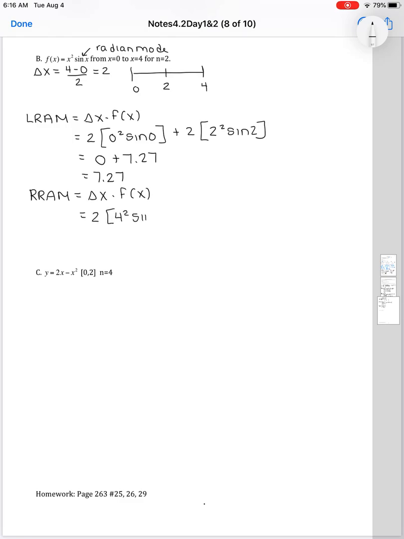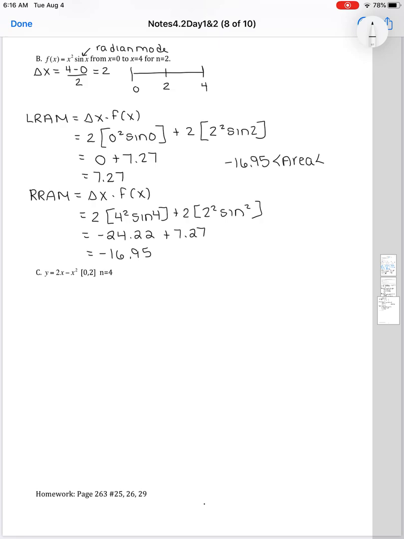For RRAM, same idea, but now we start on the right. So I'm going to start delta x, and then 4 goes in first. And then I have 2. So type that in. You get negative 24.22, so it's a negative, which is fine. And the 7.27, which gets us negative 16.95 for that.